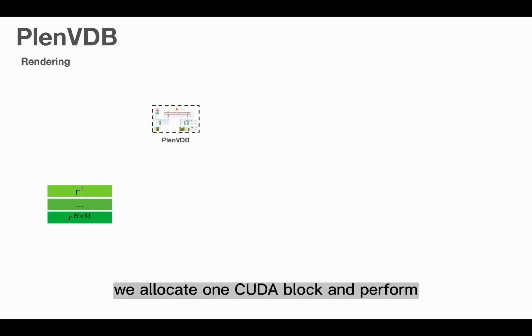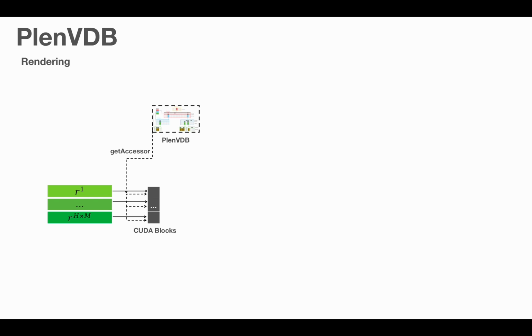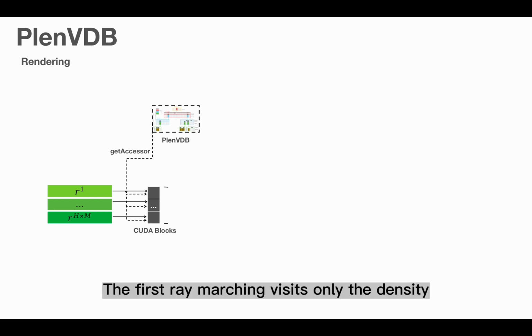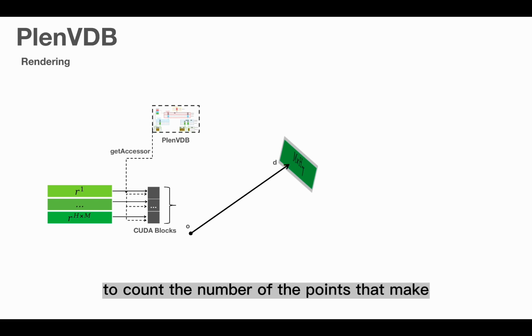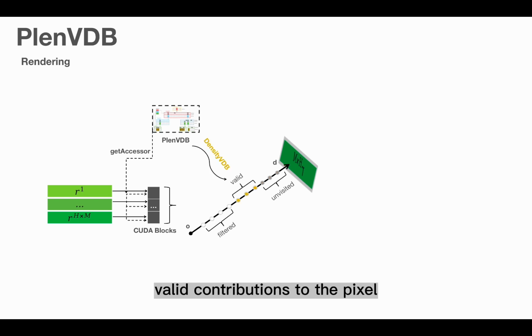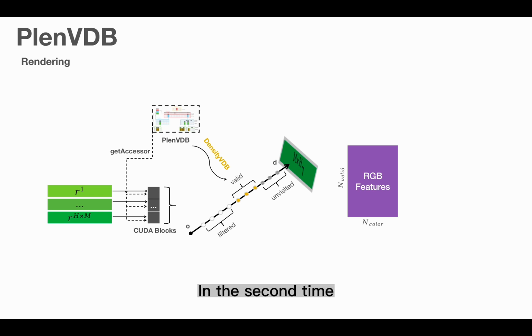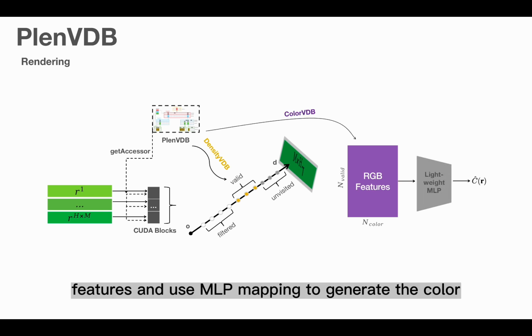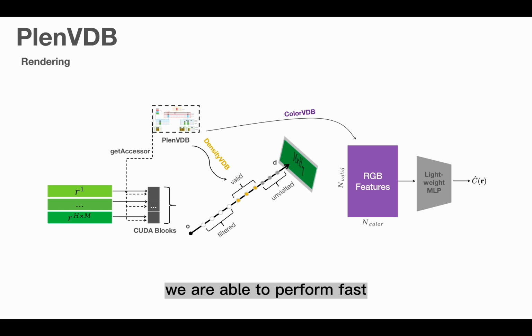For an image, we allocate 1 CUDA block and perform ray marching twice for each ray. The first ray marching visits only the density to count the number of the points that make valid contributions to the pixel. In the second time, we read out the color features and use MLP mapping to generate the color. Since VDB is fast to access neighbor values, we are able to perform fast ray marching and accelerate rendering stage.